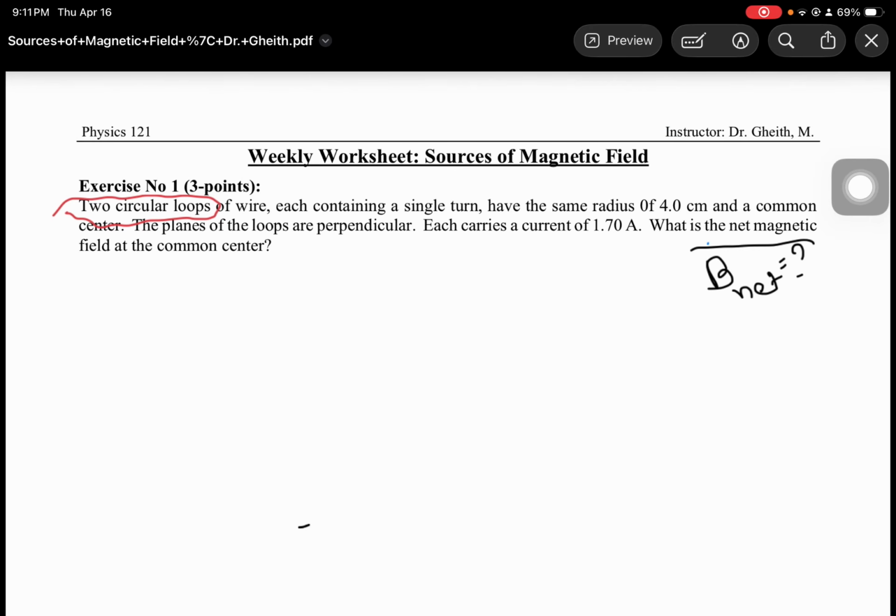Okay, guys. This time we're gonna go over the source of magnetic field.